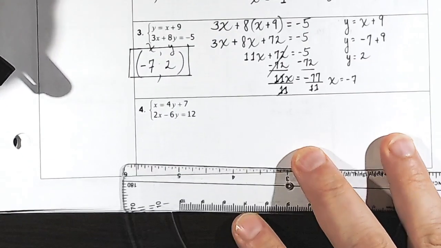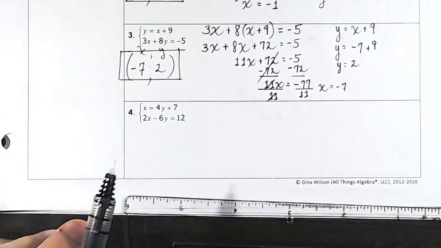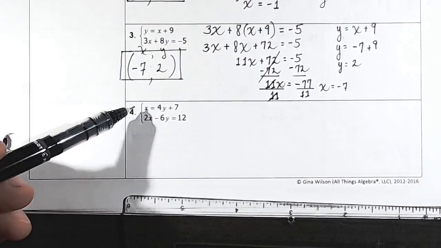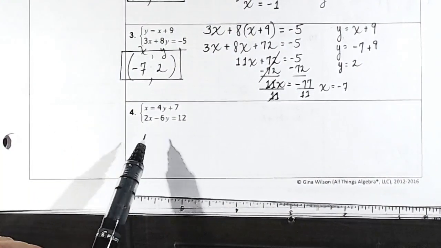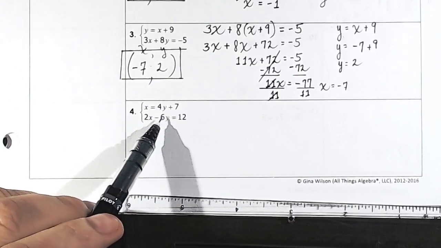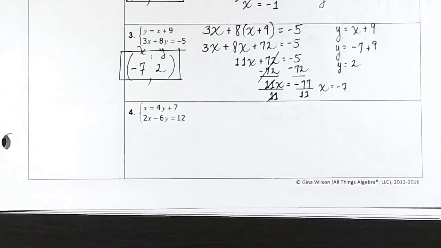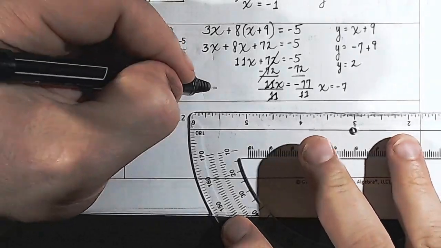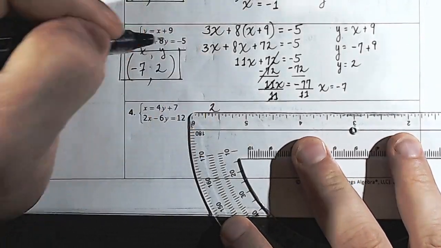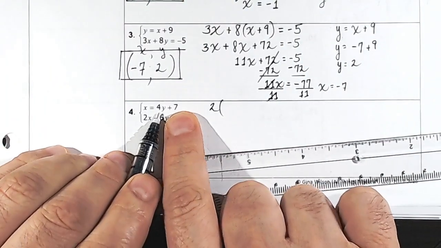Okay, let's look at number 4. In number 4, we're given a problem that's already solved for x, and then we're given a mixed equation here. So instead of plugging in for y, we'll plug in for x. So I'm going to use the second equation and plug in the first equation. 2, open parentheses, and I'm just going to plug in everything right here.